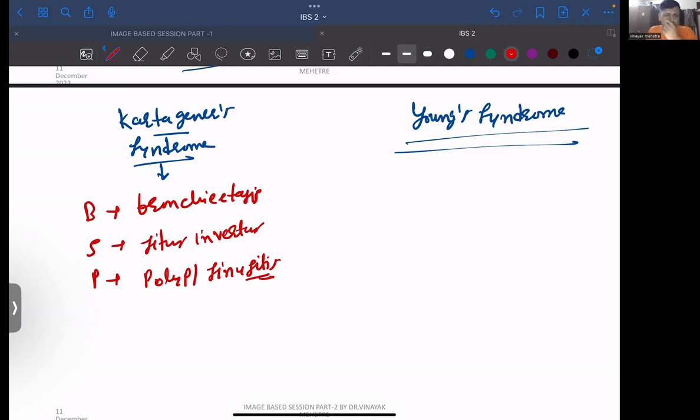Then comes situs inversus. का मतलब क्या है? Changing the position of all the organs, right? Normally our heart is left sided, it will change to right side. Our liver is present on the right side, it will change to left side. Stomach will change to the right side, right? सब कुछ change होगा. That is called situs inversus.